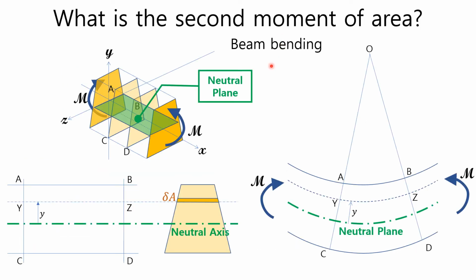From now on, I will explain the second moment of area. What is the second moment of area? To answer this question, let's review the three consecutive slides explained in the previous video, E39. The beam will bend with curvature by moment M. Let's think about a small area, delta A, being y away from the neutral axis.